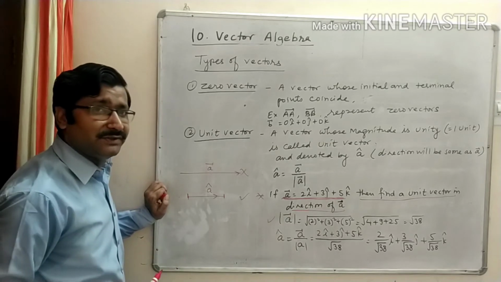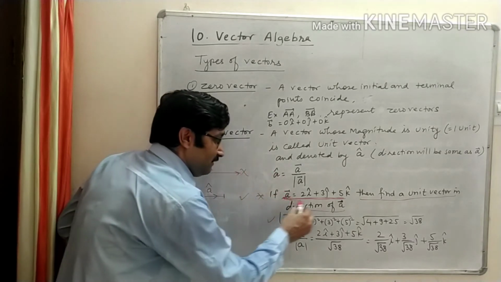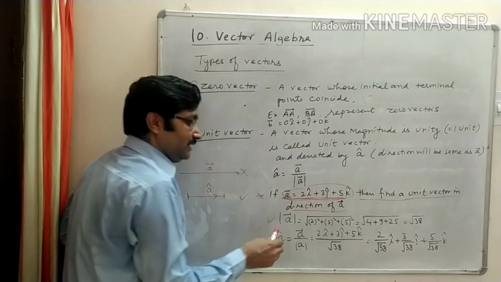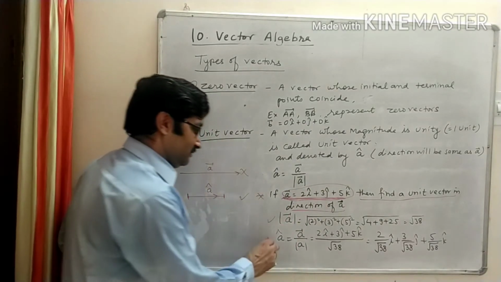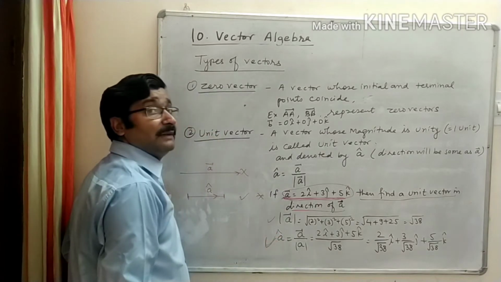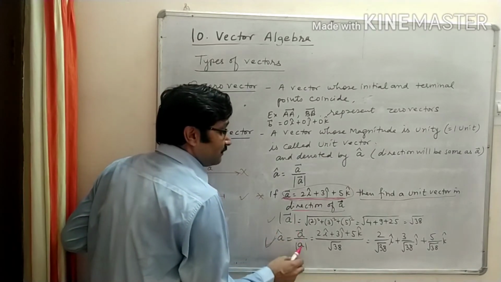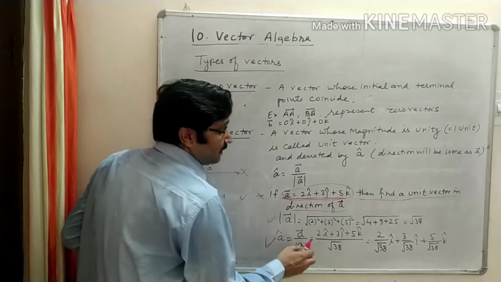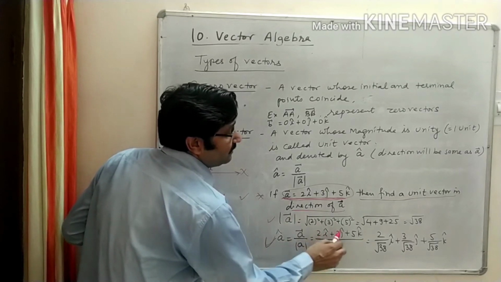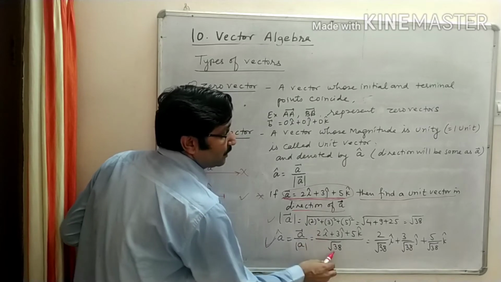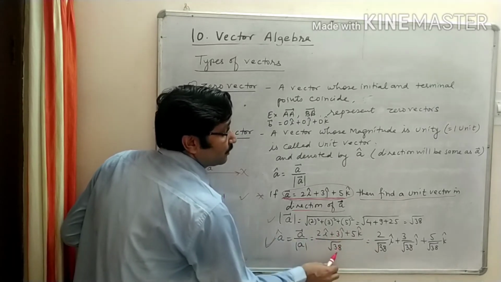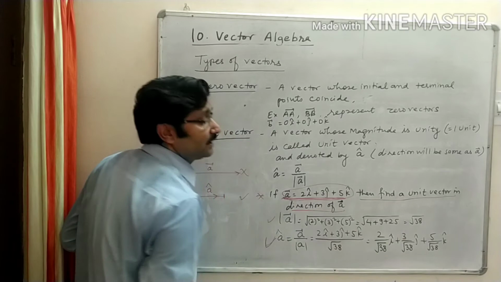Root 38 is the magnitude, and if you divide the a vector by this magnitude, that is a unit vector. So this unit vector we call a cap. A cap is the a vector upon its magnitude, that is 2i plus 3j plus 5k upon root 38. You can separate it as 2 upon root 38 i, 3 upon root 38 j and 5 upon root 38 k.